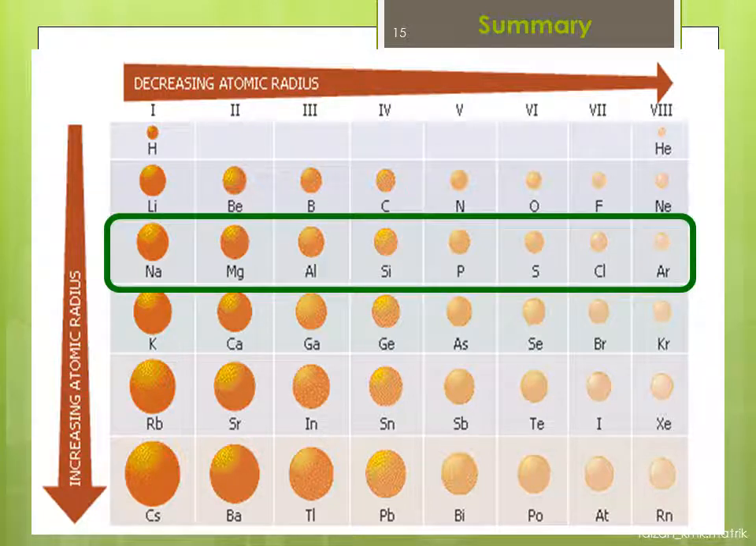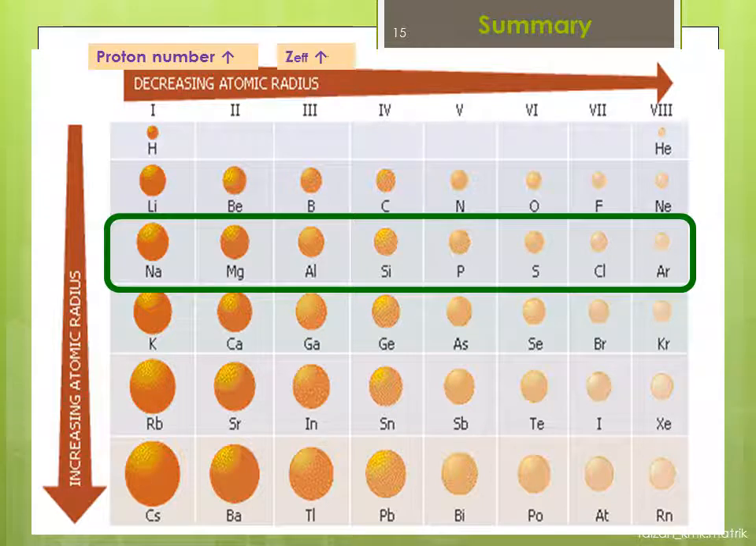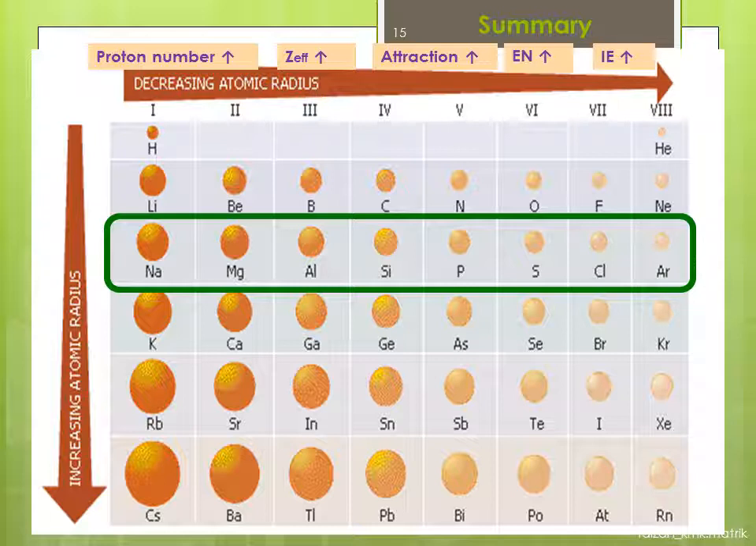Summary. Across period, atomic radius decreases, proton number increases, effective nuclear charge increases, attraction between nucleus and outer electron increases. That's why the outer electrons are pulled closer to the nucleus and atomic size is smaller. The stronger attraction makes electronegativity higher and ionization energy also higher because the process to remove electron is quite difficult and more energy required to remove that electron.